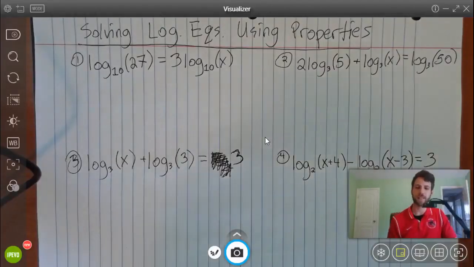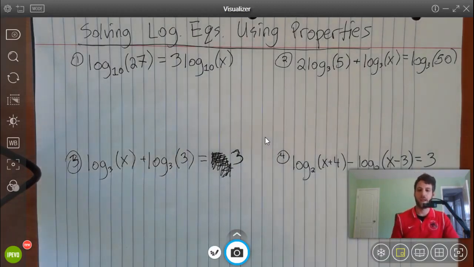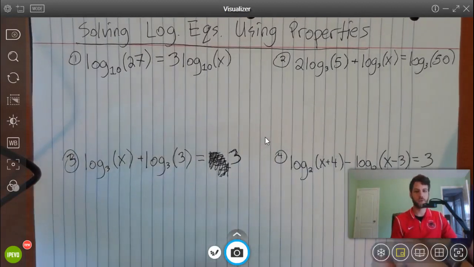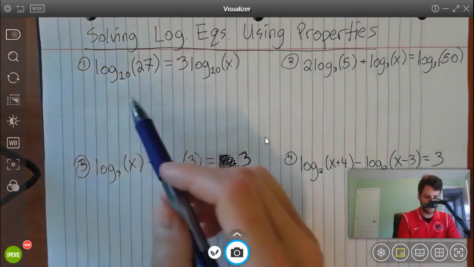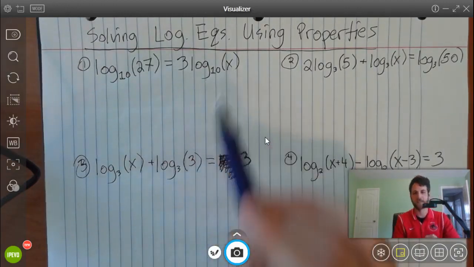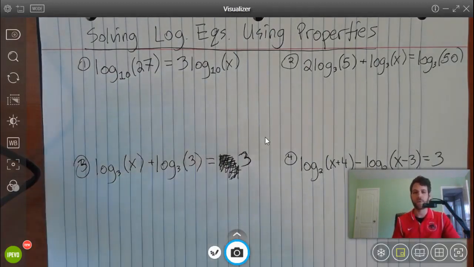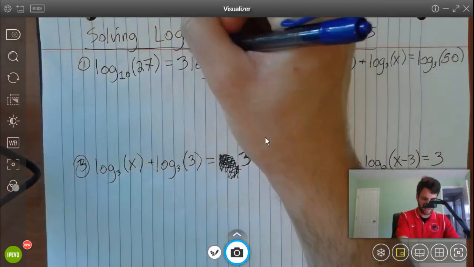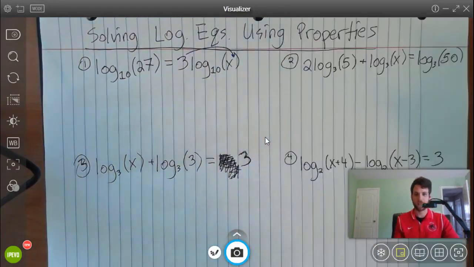We are now looking at some examples of solving logarithm equations using properties. In each of these four examples, you'll see some different things happening, some different strategies used from the notes we've looked at so far together. In number one, we are looking at log base 10 of 27 is equal to 3 log base 10 of x. Think about what properties might be used. Well, we don't see any adding and subtracting, but we do see a 3 in the front. So that 3 is going to go on top of our x right there.